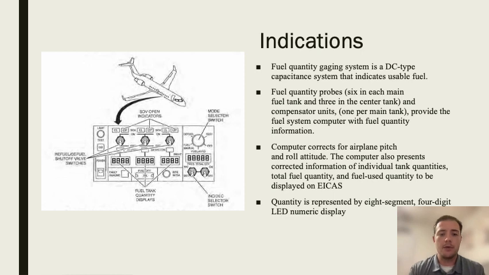Furthermore, the computer is going to correct for airplane pitch and roll attitude. The computer is also going to present corrected information of individual tank quantities, total fuel quantity, and fuel used quantity to be displayed on the ICAS, which we'll cover next. The quantity is represented by 8-segment 4-digit LED numeric displays, which we can see to the left. We can see the fuel tank quantity display, as well as the mode selector switch and the refuel defuel shutoff valve switches on that panel.